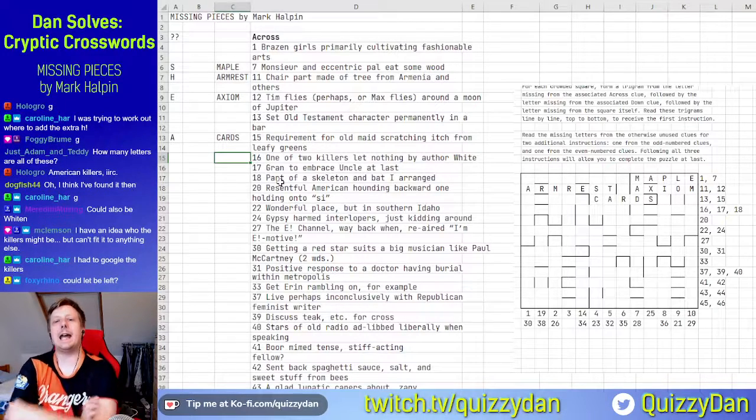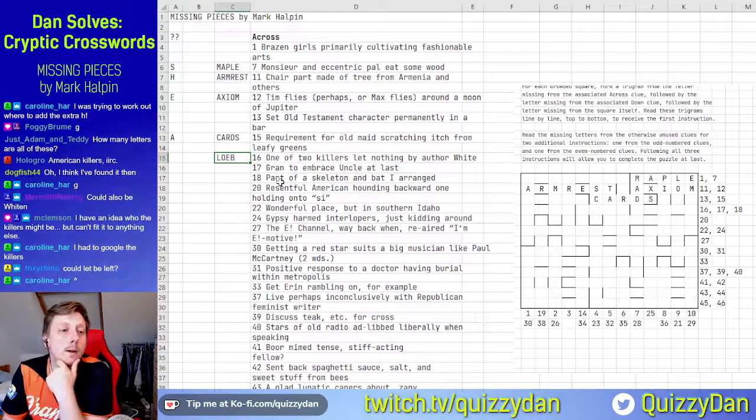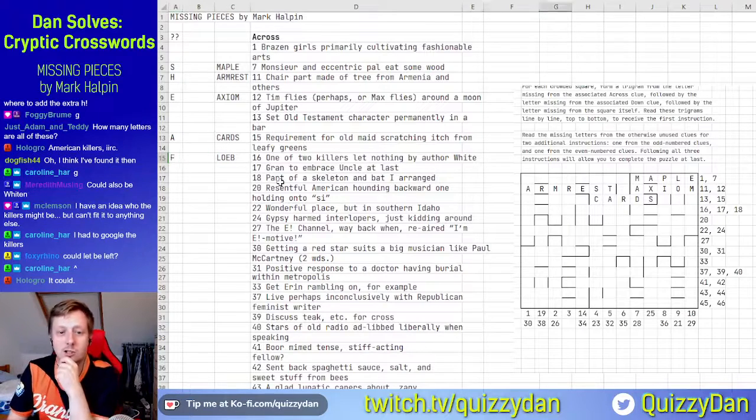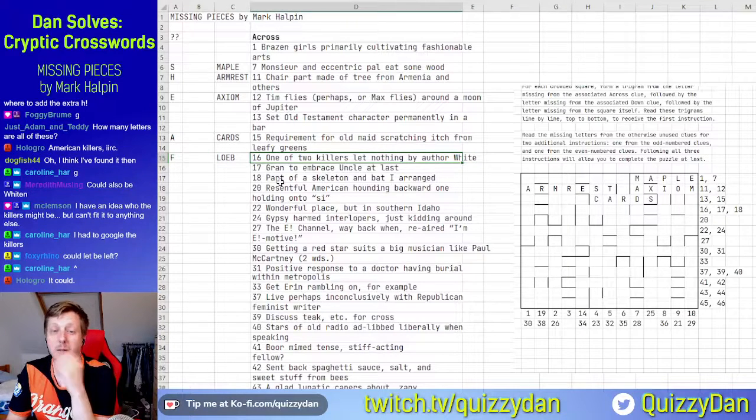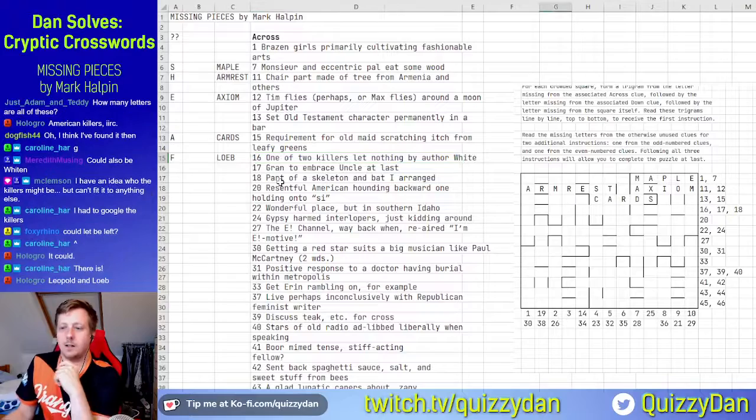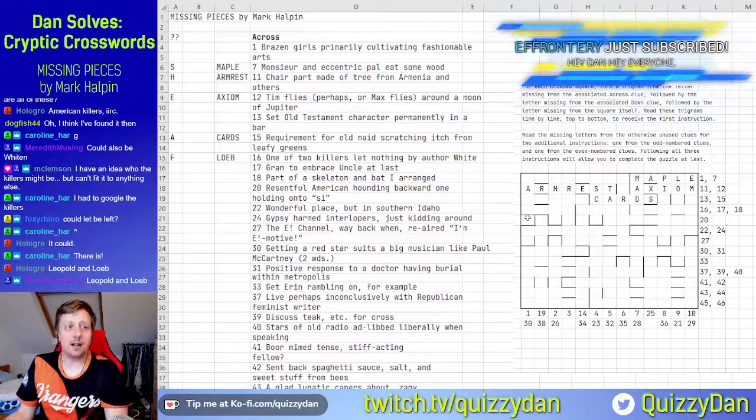Could let be left? Okay, so left and then nothing. L-O and then E-B white. Would that work? Is there a lobe? In that case, it's looking like it is. Good. So there must be two killers called Lobe. Lovely, light-hearted. But we'll put that in.